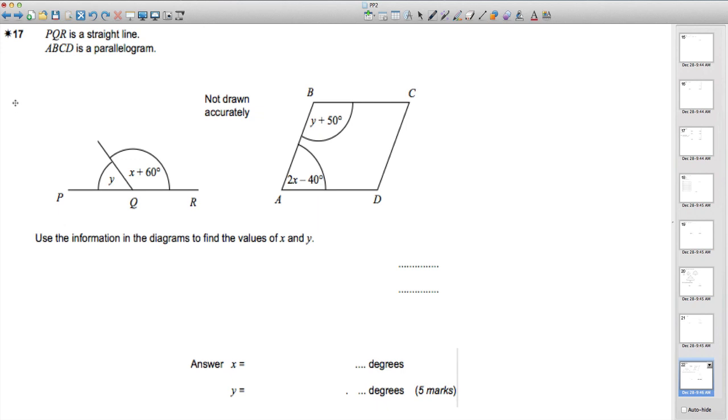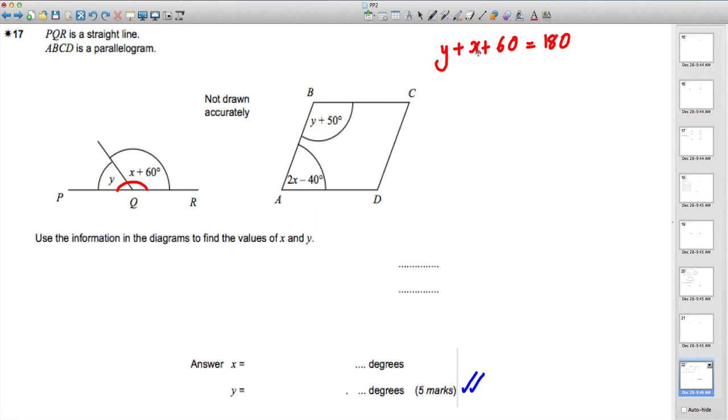Question 17. PQR is a straight line. Use the information to find the values of x and y. Oh, and ABCD is a parallelogram. Now, this is 5 marks, but these are 5 absolutely give me marks if you've got your wits about you. Because that's a straight line, these angles must add to 180. So y plus x plus 60 must add to 180.